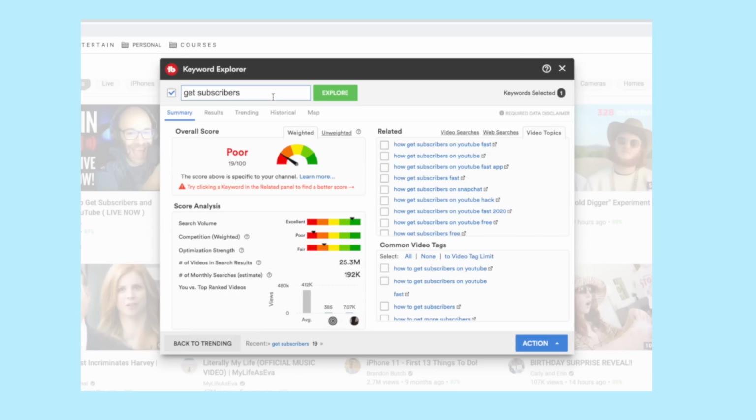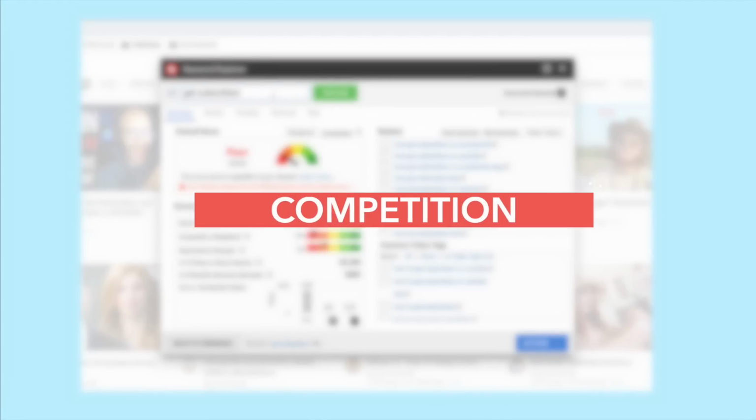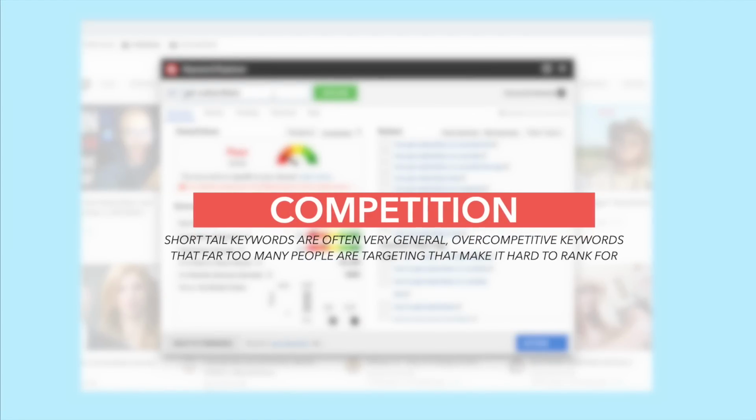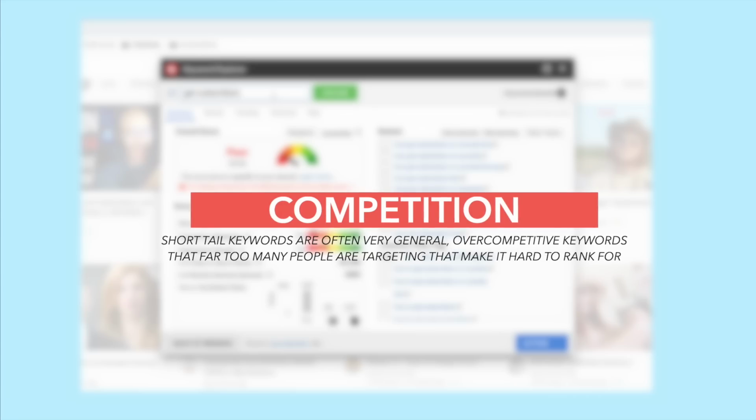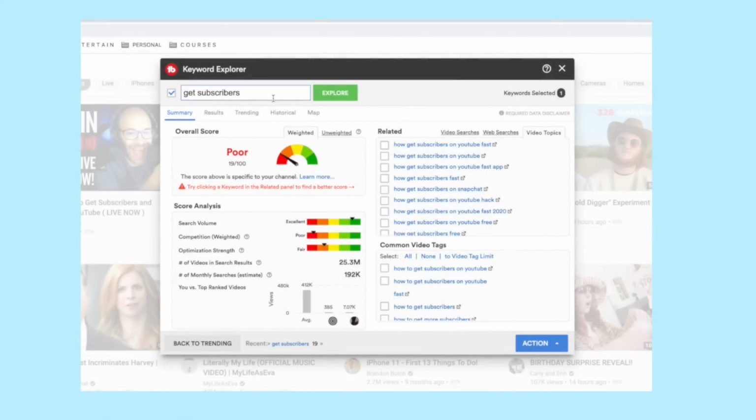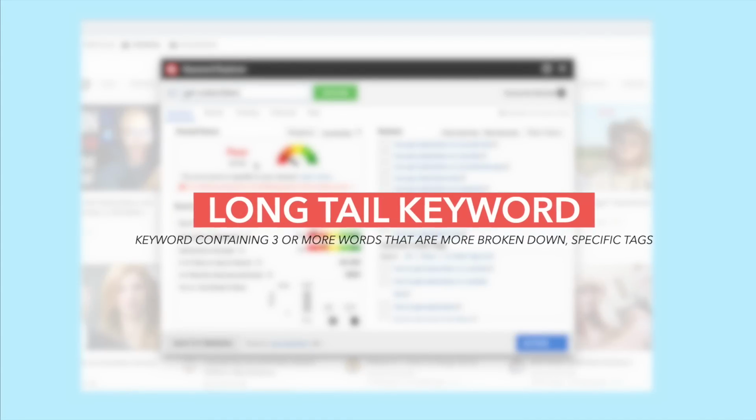But as far as search rankings go and SEO, the main problem is competition. Most short tail keywords you will come up with have an insane competition because it's so general and highly targeted. As you can see down here, there are over 25 million videos on YouTube that targeted this exact same keyword. So like it says over here, I have a very, very poor rating as far as competition goes, which is what's making this overall score very, very low, which is where long tail keywords become your very best friend.